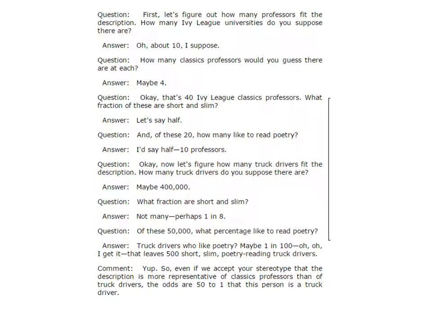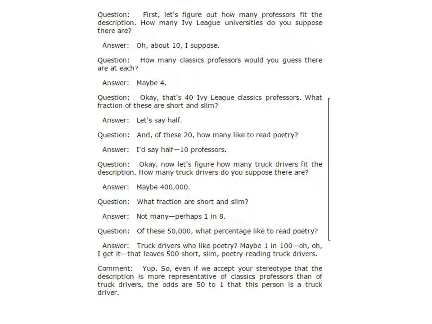Okay, so first let's figure out how many. Most of you, if you had to think about this, would probably select the Ivy League professor. But let's figure out if this could really be the situation. Let's first figure out how many professors fit the description. How many Ivy League universities do you suppose there are? Oh, about 10, I suppose.